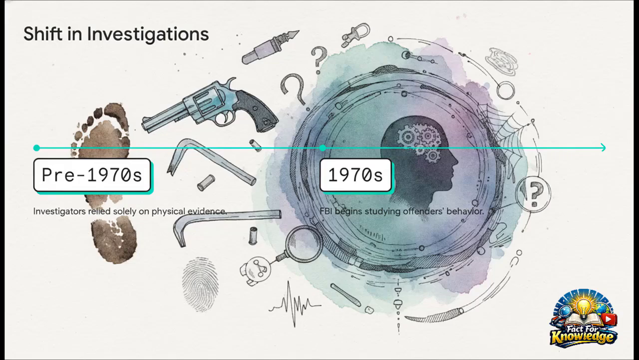This was a monumental shift. Instead of just looking at the physical evidence left behind, like a footprint or a dropped weapon, investigators realized they needed to analyze the offender's behavior. This era officially marked the birth of criminal profiling. They were stepping directly into the psychological mind of the killer.